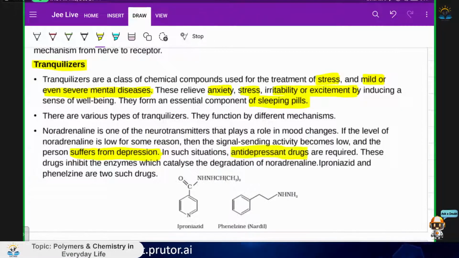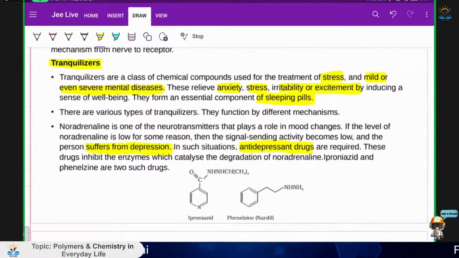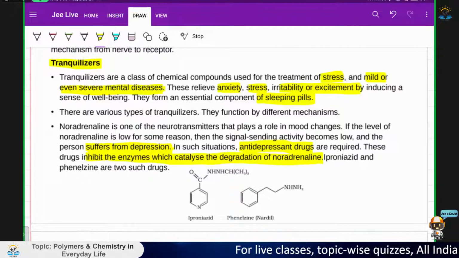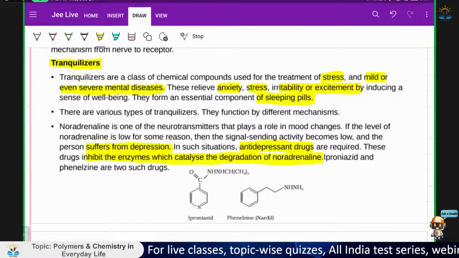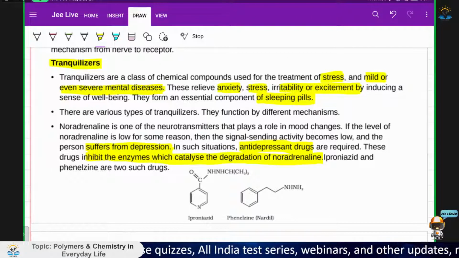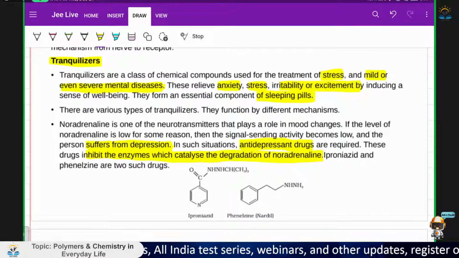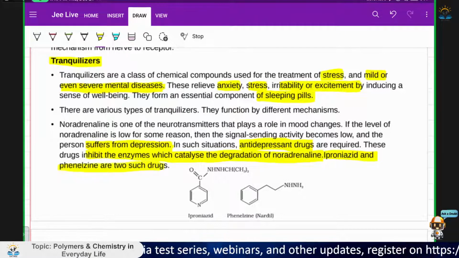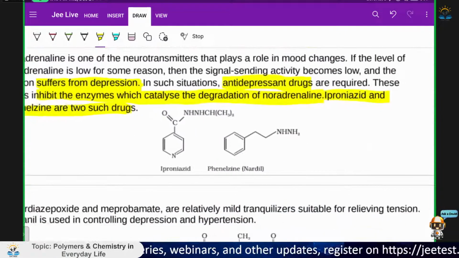What do these drugs do? They inhibit the enzymes that catalyze the degradation of noradrenaline, so we retain the noradrenaline produced in our body. For depressed people, the amount of noradrenaline is already low, so if it gets metabolized, it becomes even more severe. So we give these antidepressant drugs, which inhibit the noradrenaline metabolizing enzymes, and noradrenaline is retained in our body. Examples of such drugs are iproniazid and phenelzine. We can see the structures of both drugs.